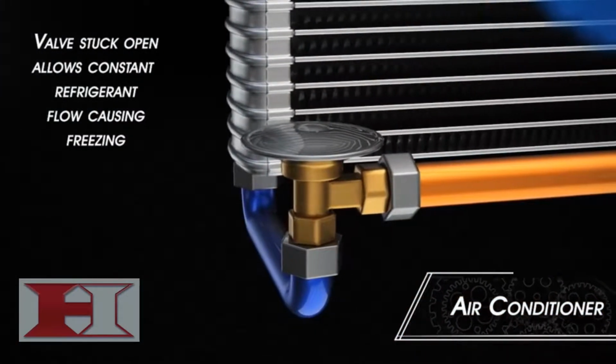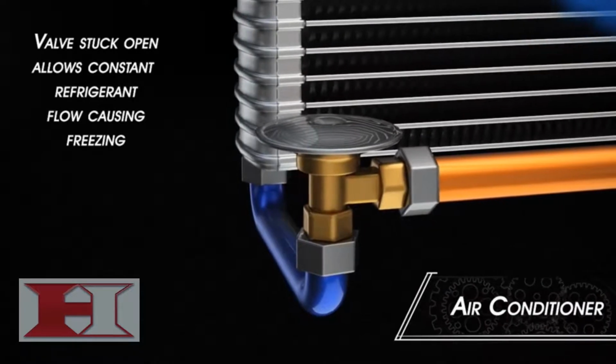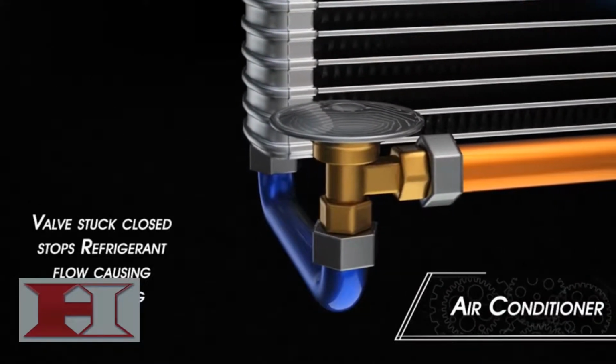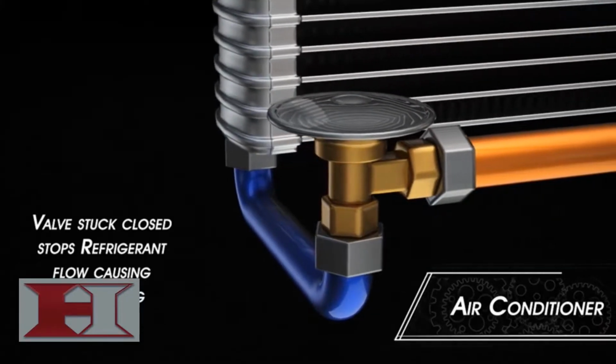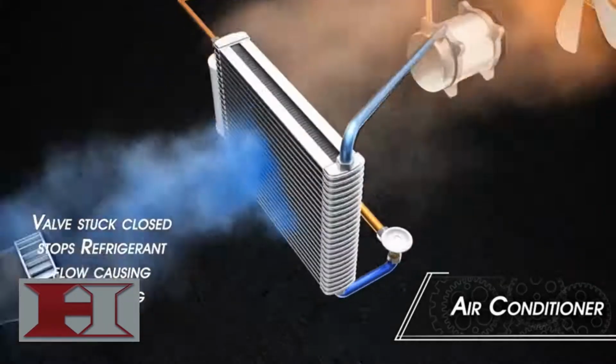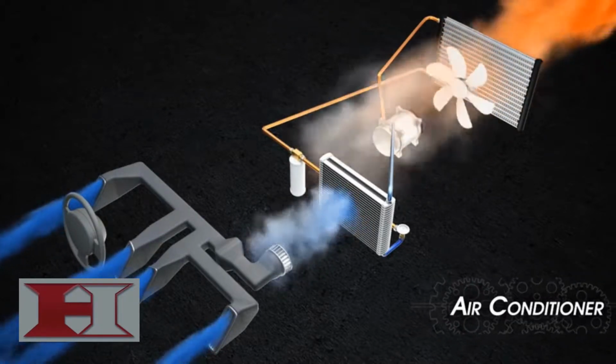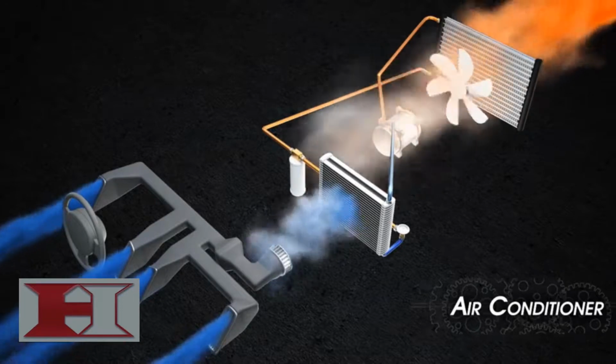The expansion valve restricts the refrigerant's flow so it returns to a gas form. If the expansion valve is stuck open, the refrigerant can flow too much and cause freezing in the system. If the expansion valve is stuck closed, no refrigerant will flow at all and the AC system will not be able to cool the air inside your car.